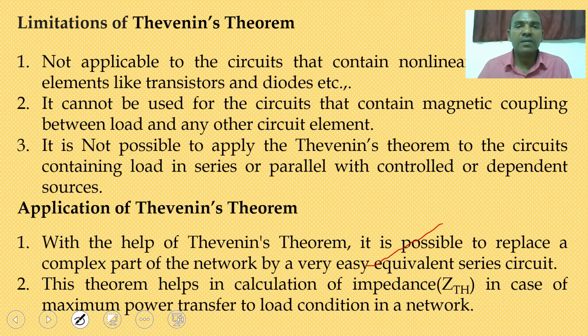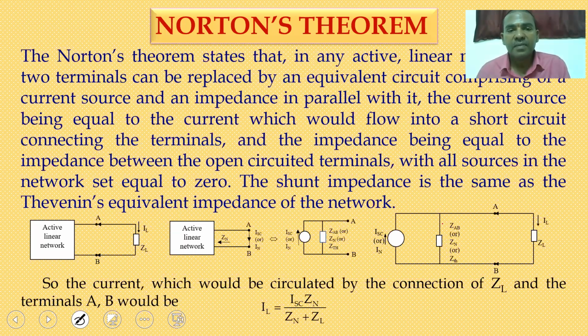Next, coming to Norton's theorem. Norton's theorem is a source transformation of Thevenin's theorem only. The statement of Norton's theorem is: an electrical network with active and bilateral linear elements, with a two-terminal network, can be replaced with a single current source in parallel with the impedance.